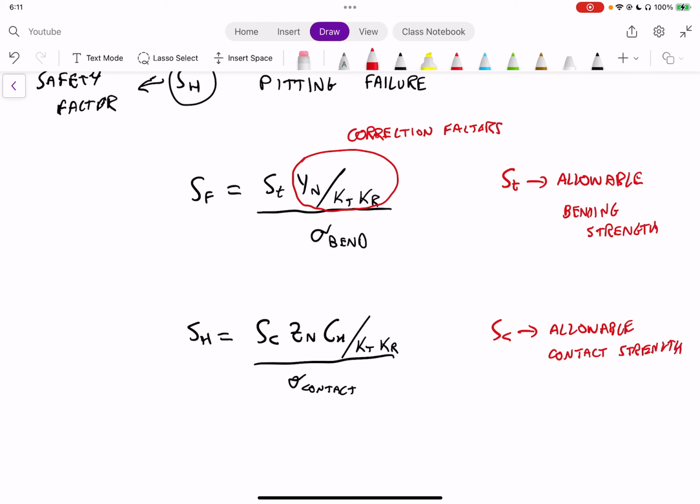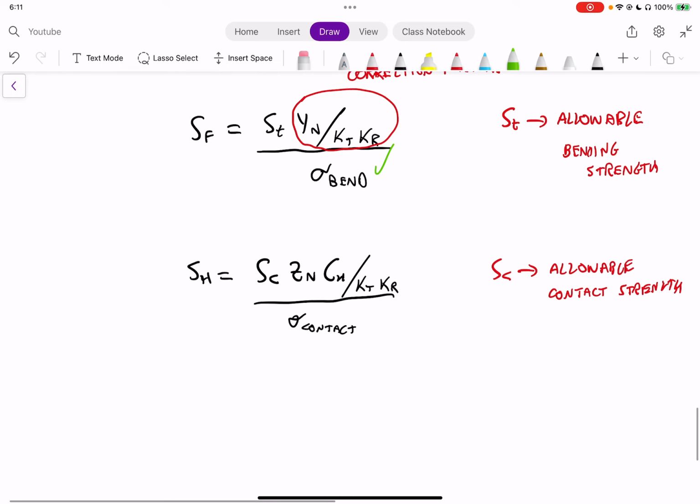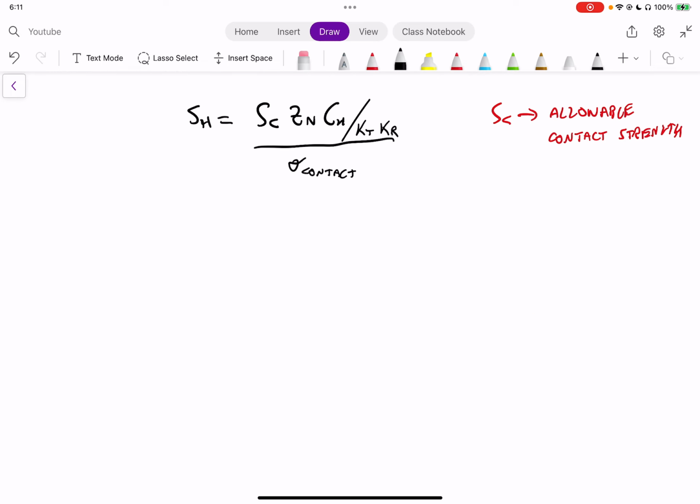Okay, so now that we have the equations, we can start solving for our safety factor. So let's start with bending. We already have sigma bending, we already have our stress. So what we need to look for is S sub T, Y sub N, K sub T, and K sub R. So we're going to go step by step, and we're going to learn what Y sub N, K sub T, and K sub R are, but we're going to start with S sub T. So S sub T is the strength. So how do we find the strength?